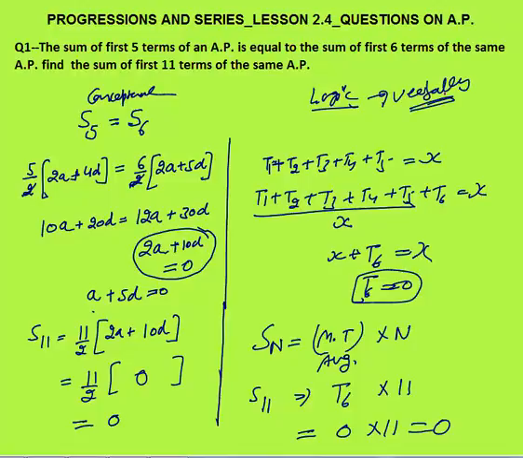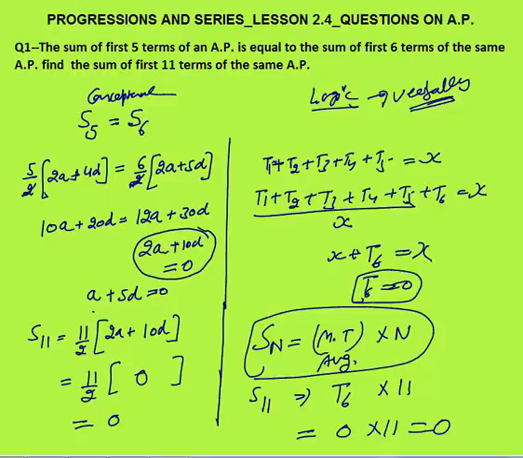I can solve it verbally. By common sense, the sum of 5 terms is the sum of 6 terms, so the 6th term will be 0. And we know that the sum of the first 11 terms will be equal to the middle term into the number of terms, and the middle term will be the 6th term. How will the middle term be the 6th term?